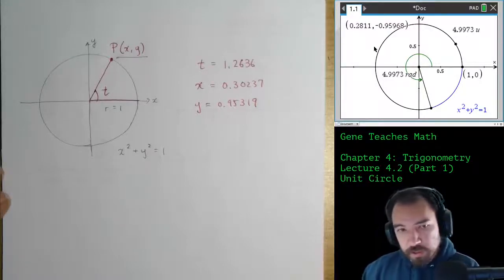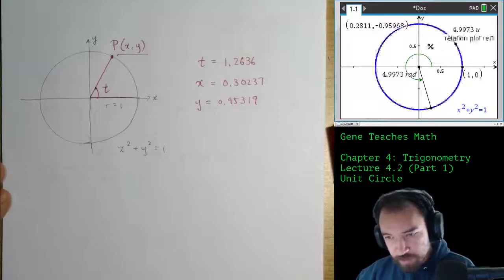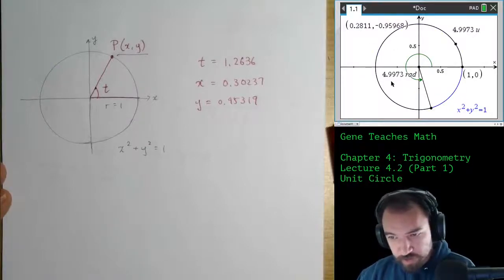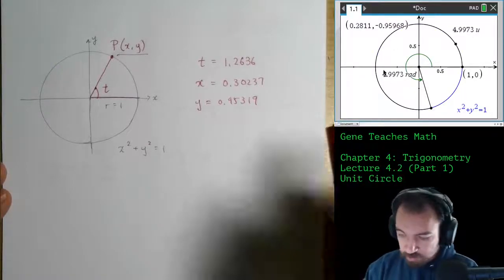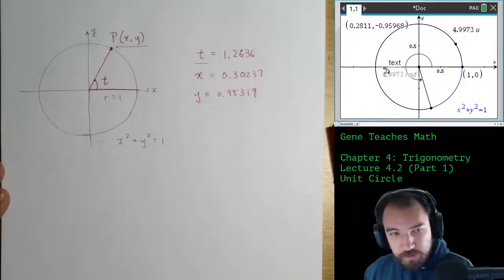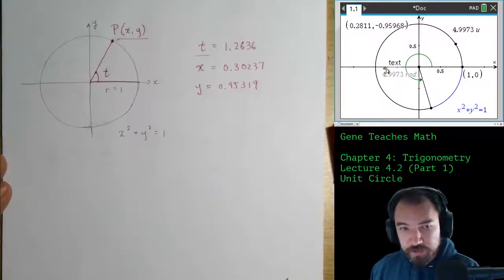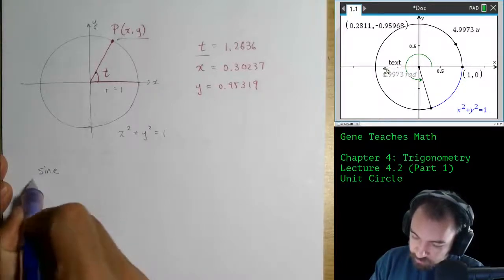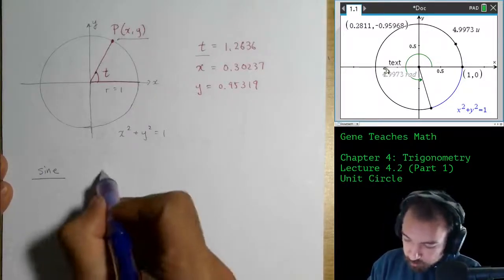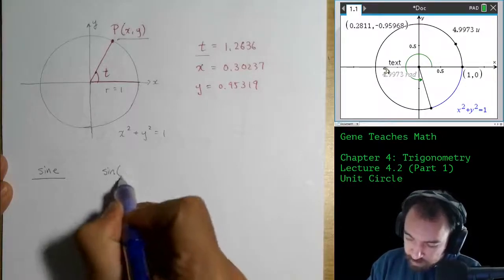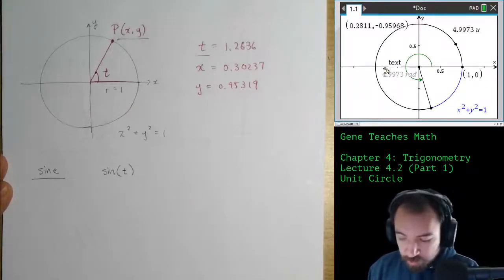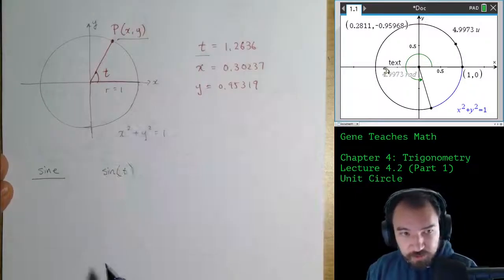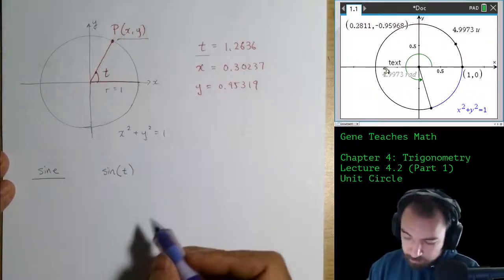Okay. So overall, we have this concept of the x coordinate, the y coordinate, and the angle measure, which is represented by the variable t. So now it's time to define some functions. So we give a function the name sine, and we write it as sin. And the input variable, the argument, is going to be this t, which represents the angle measure or the arc length measure.